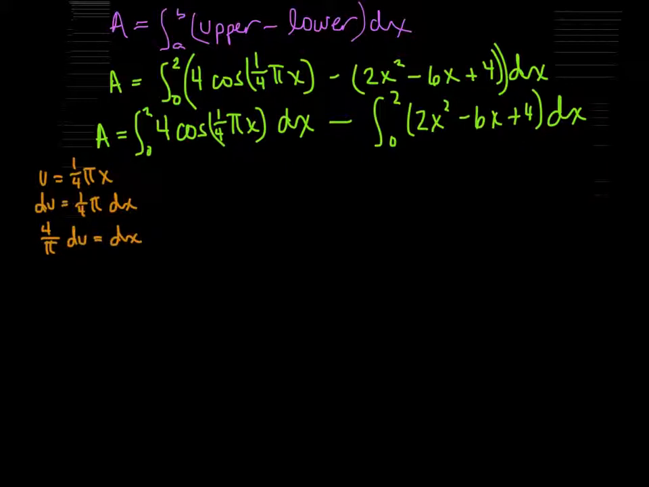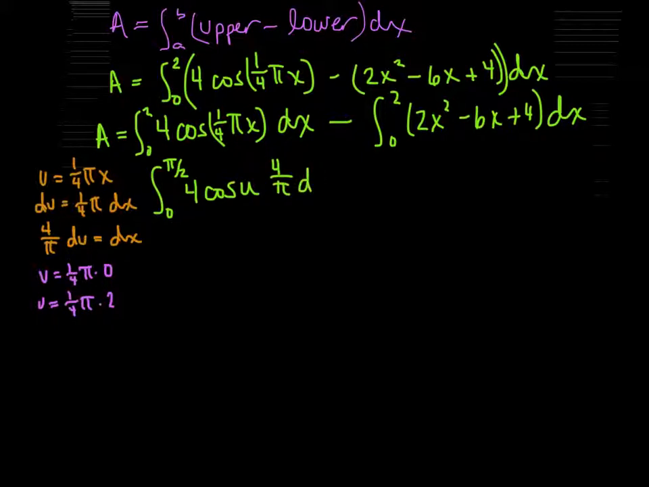Okay, so now that I've identified u, I want to rewrite my integral in terms of u, but that also includes the bounds. So I need to put in my lower bound, which is 0, so u is 1/4 pi times 0, which is just going to be 0. My upper bound is 1/4 pi times 2, which is a half pi. So when I write this out, I'm going to say the integral from 0 to pi over 2 of 4 cosine u, and then instead of dx, I have 4 over pi du.